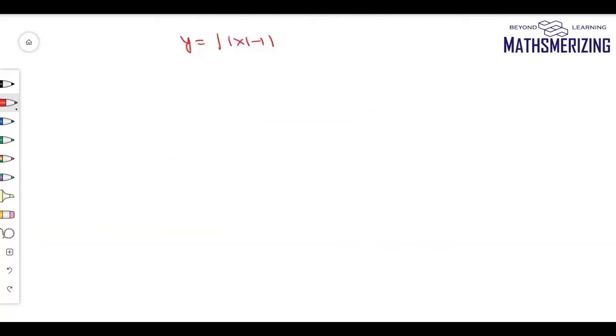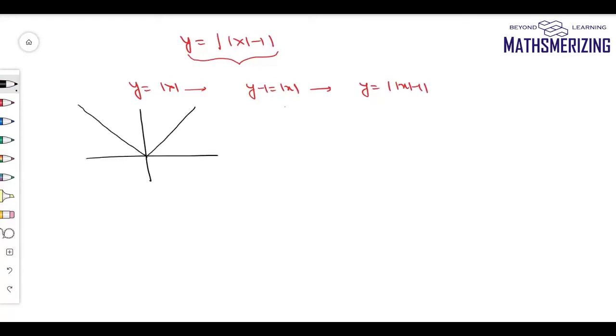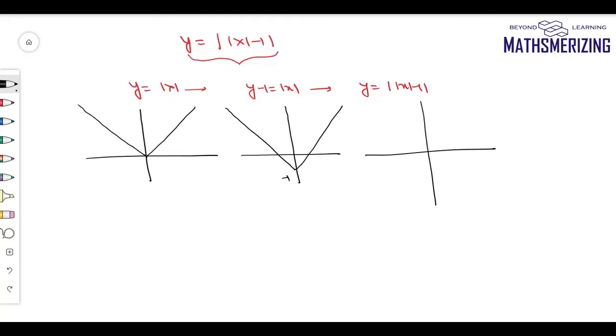I'll take another example. I need to draw the graph of y equals mod of (mod x minus 1). Now there are two ways to draw this graph. The first way is I can draw the graph of mod x, and then from mod x, I can draw the graph of y minus 1 is equal to mod x, and then I can draw the graph of mod of (mod x minus 1). So if I draw the graph in this way, first I'll draw the graph of y equals mod x, then y minus 1, shift the entire graph 1 unit along the y axis, and then mod of that.